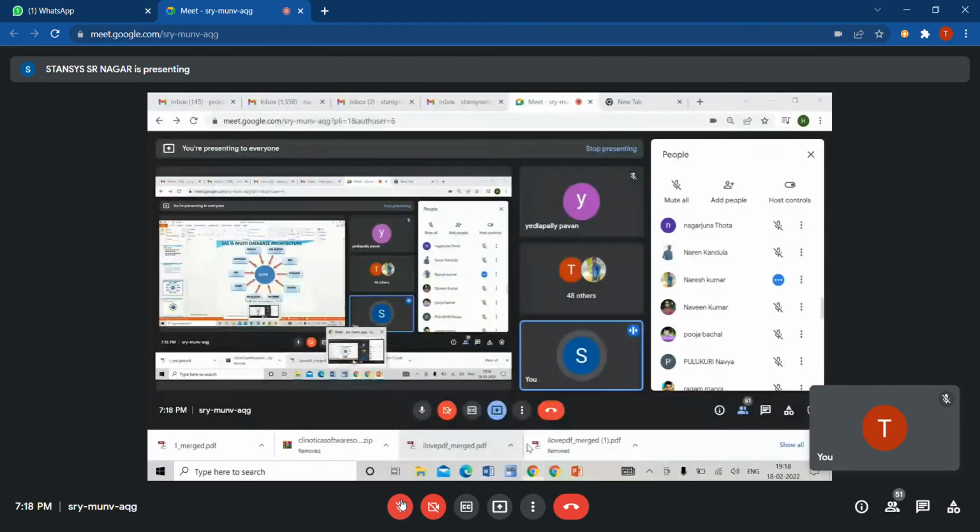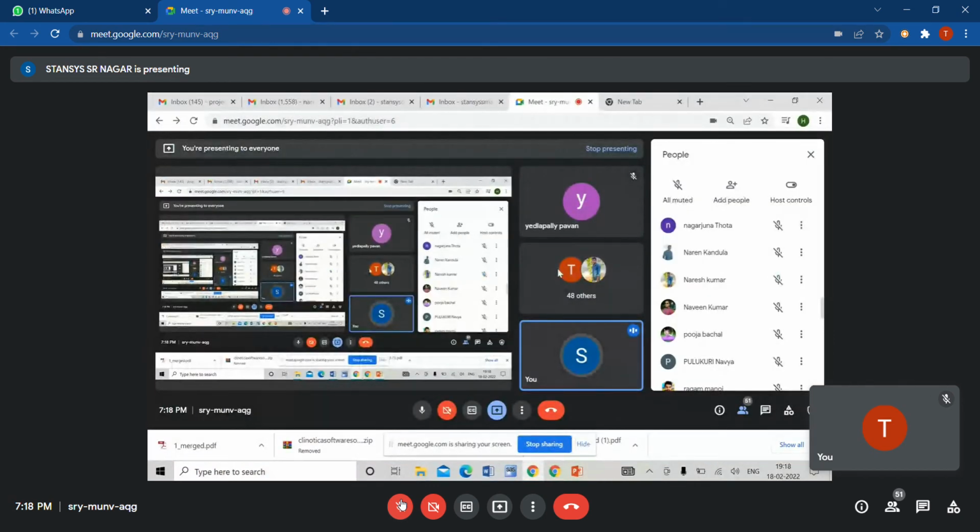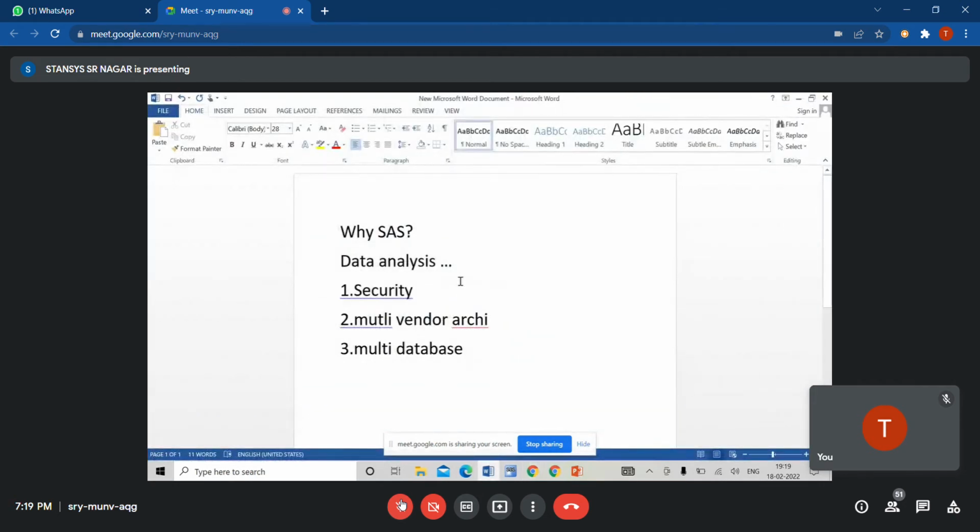SAS was established in 1960 and has been used since then. That's why SAS is called a fourth generation programming language. Understand, guys? Why it is still in the market is for that reason only. SAS can read any type of database file, any type of format. That's the reason we are using SAS in the market. So these are the major reasons why we are using SAS.